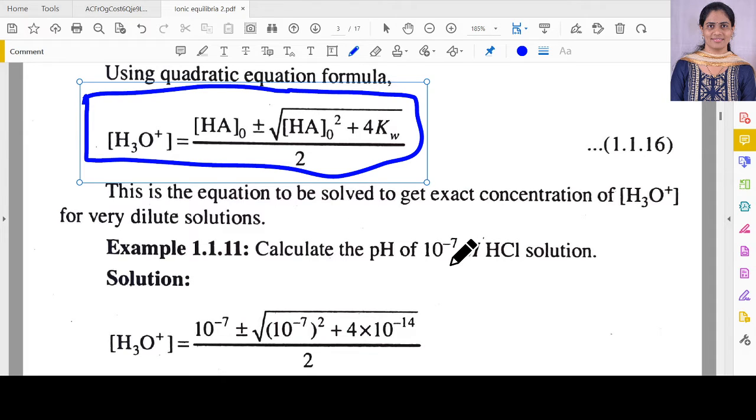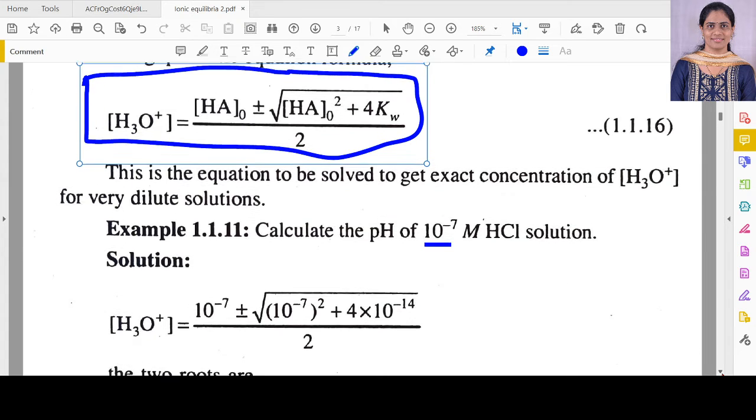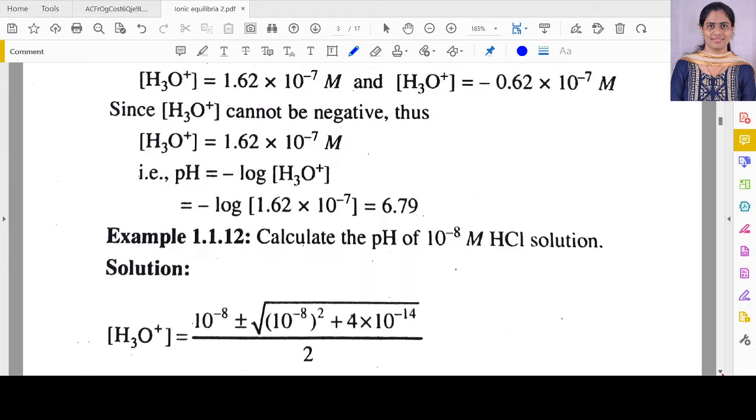Like if you take 10 raised to minus 7 and use the simple formula of pH equals negative log to the base 10 of the concentration of H plus ion, in this example you will get a pH value of 7, okay, using the regular equation. But you know HCl is an acid, so it will have some acidic pH value. So the exact concentration, this is a very diluted solution, you can see 10 raised to minus 7 is there. So for that you can calculate the pH value. Okay, so for this example you will find it is 6.79, though it is near to 7 but not exactly 7.